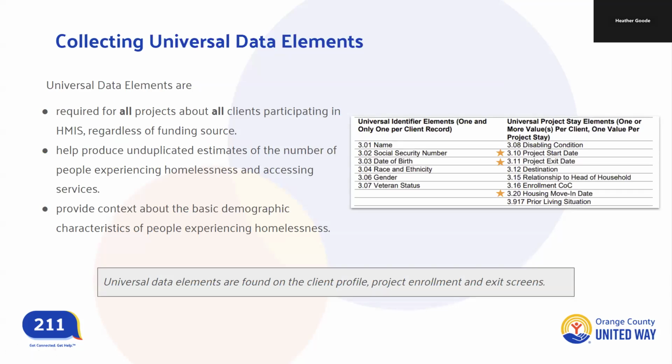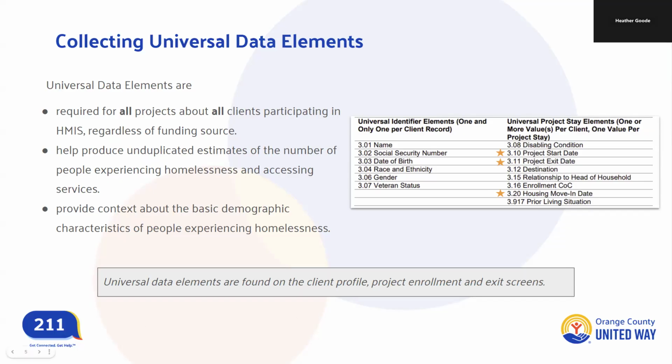So today we're focusing on universal data elements, and those are listed in the table at the right. Universal data elements are required to be collected for all projects about all clients participating in HMIS, regardless of the funding source. So they help produce unduplicated estimates of the number of people experiencing homelessness and accessing services. They provide context about demographic characteristics of the participants who we serve. And in HMIS, universal data elements are found on the client profile, project enrollment, and project exit screens.